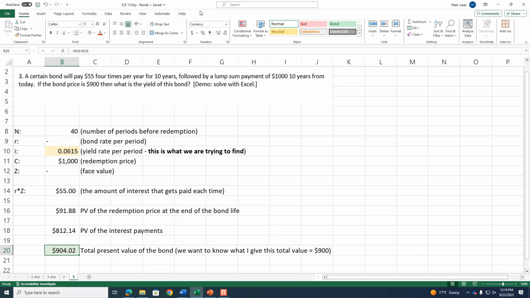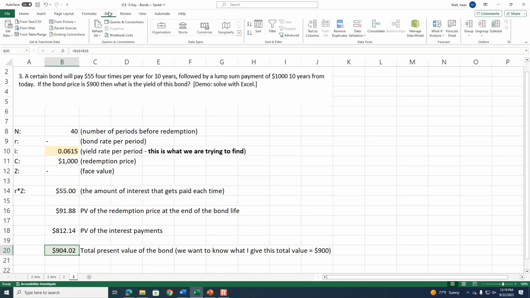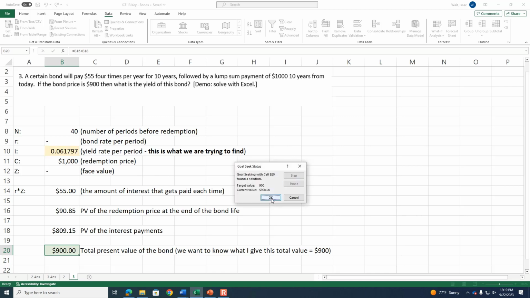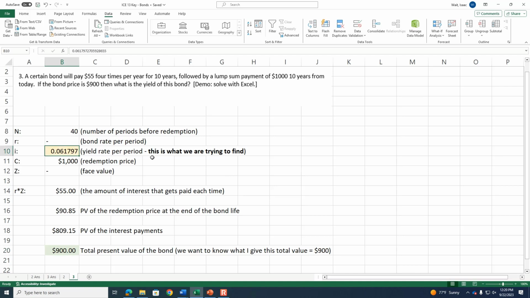What I can do is here on the top ribbon, do data, and then what-if analysis, and goal seek. And what I want is this total to be 900 by changing the interest rate. And then when I give it the freedom to do that calculation, it finds that the interest rate that would give me the bond value equal to 900 is 6.1797 yield per period.